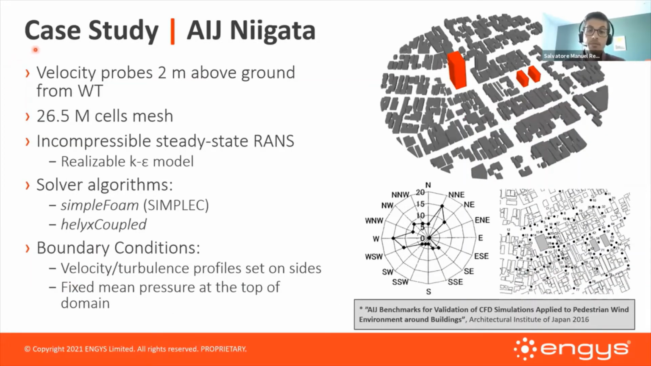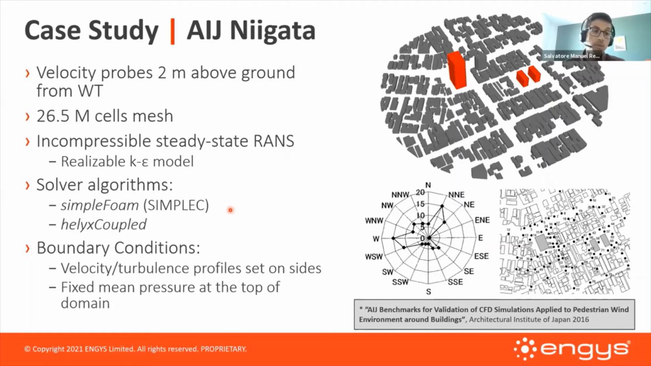To prove the capability of our simulation framework, we use the Niigata case from the Architectural Institute of Japan. Niigata is an urban area in Japan consisting of mainly low-rise buildings. The study assessed the feasibility of three high mid-rise buildings. For this case, the velocities are available at 80 probes from the wind tunnel for a scaled model. The mesh consists of 26 million cells, with incompressible steady-state runs set up with the realizable k-epsilon model, which is generally the standard in the industry.